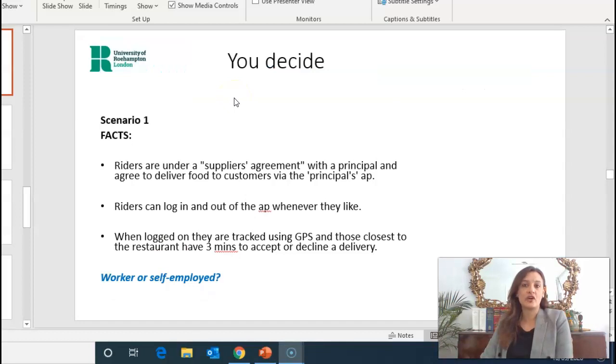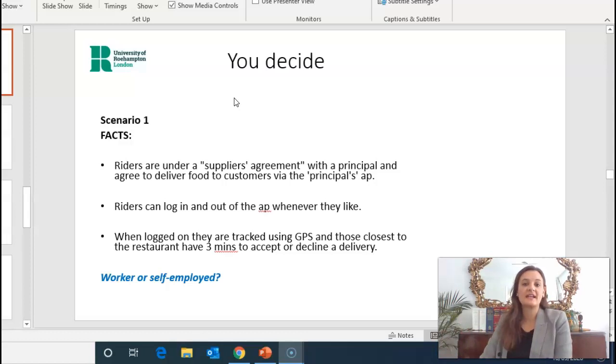Now, to get you prepared for the workshop activities, and also just to reinforce what I've been talking about and to apply that in practical terms so that you really understand, we're going to play this game where you decide, based on the facts that are in front of you, whether the person is a worker or self-employed. Now, bear in mind the definition in Section 230 of the Employment Rights Act, and also bear in mind the various common law tests, so control, integration, etc.